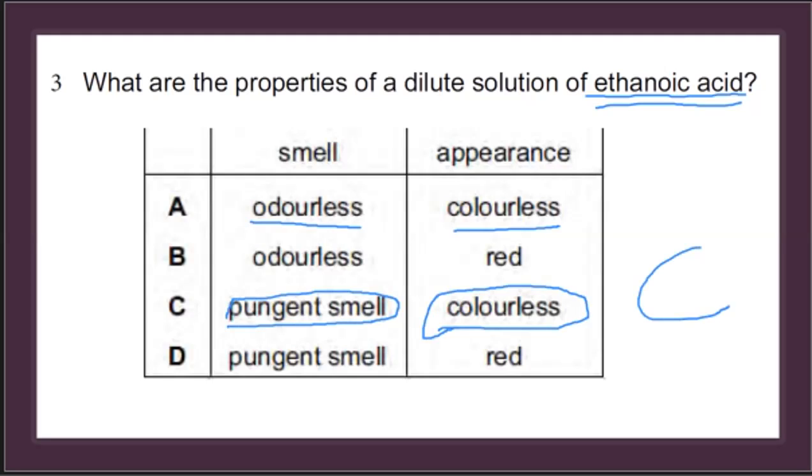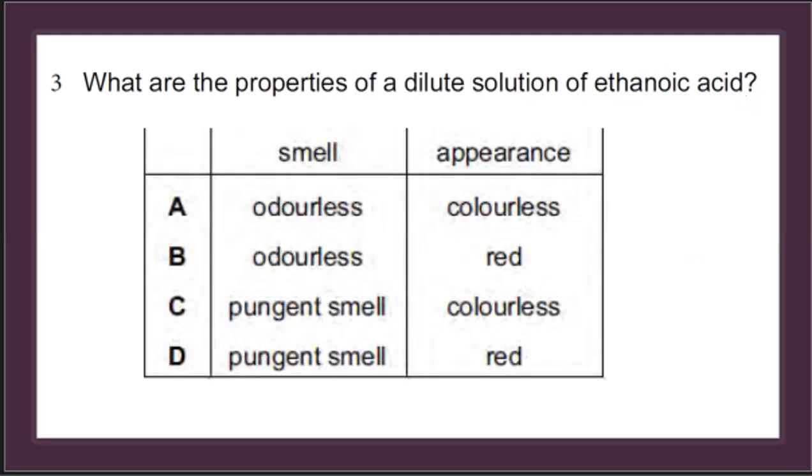So they ask you, what are the properties of a dilute solution of ethanoic acid? Acid gives off a pungent smell. You don't want to smell acids or bases because they have a strong scent. What you would do is waft the scent to your nose rather than sniffing it in as if you're sniffing coke or something. So the answer should be C as in cat. They have a pungent smell, but they are colorless.